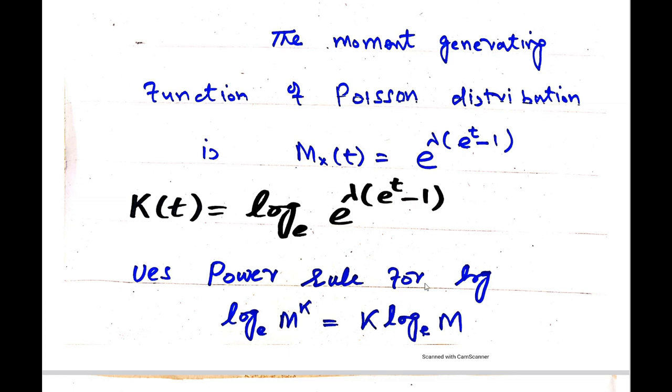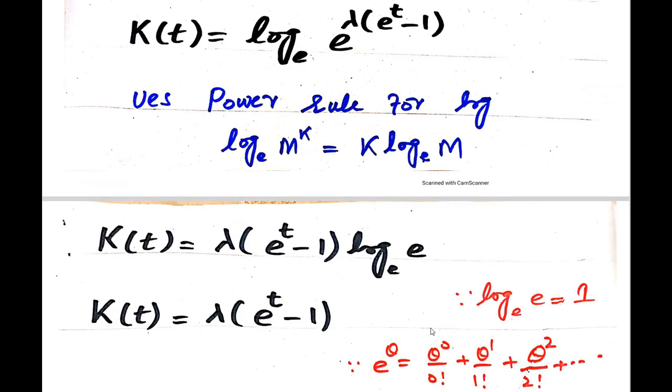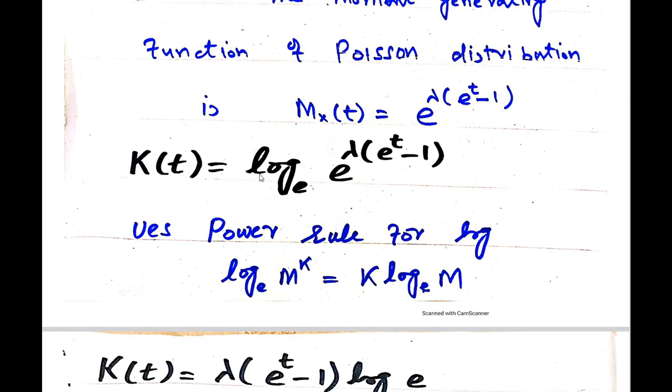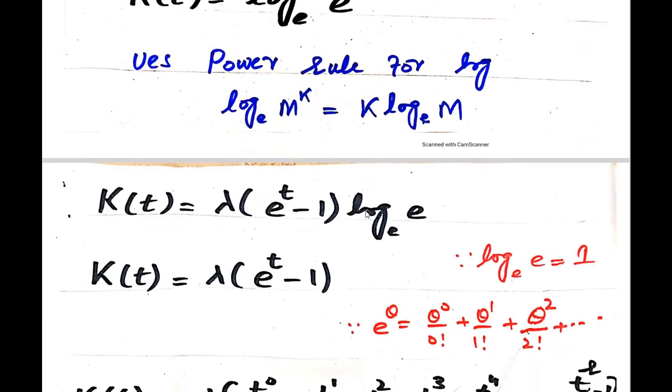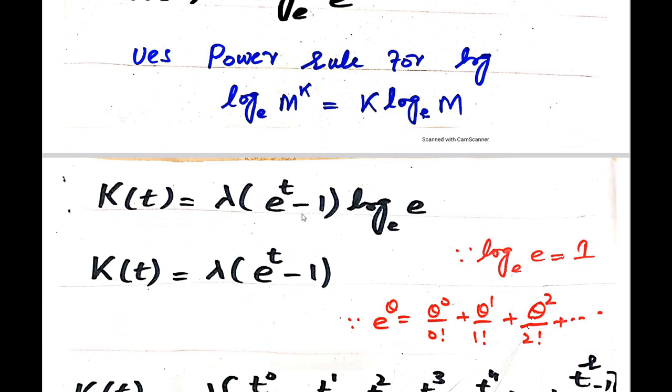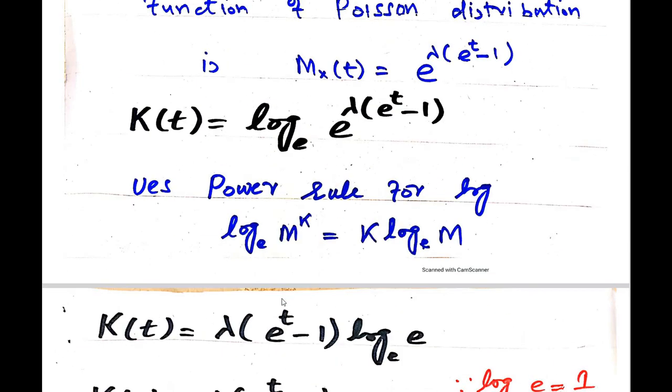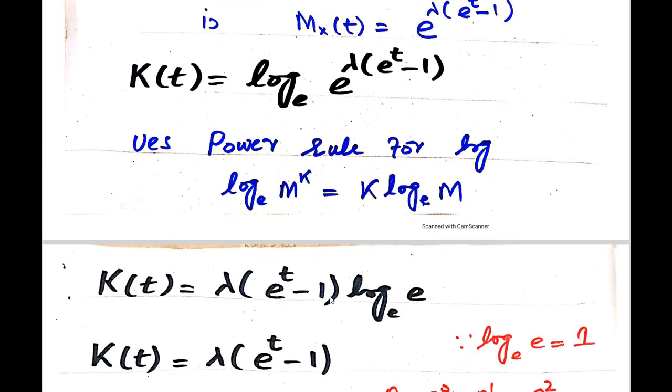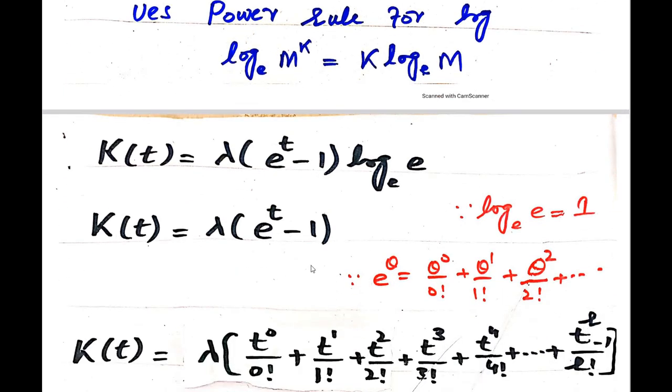So use the power rule for logarithm. What is the power rule? If you take the log of m power k, we multiply k with log of m. So similar operation is done with this log function. Multiply the power with log of e. So lambda into e power t minus 1 times log of e. Log of e is equal to 1. So we are left with lambda into e power t minus 1.